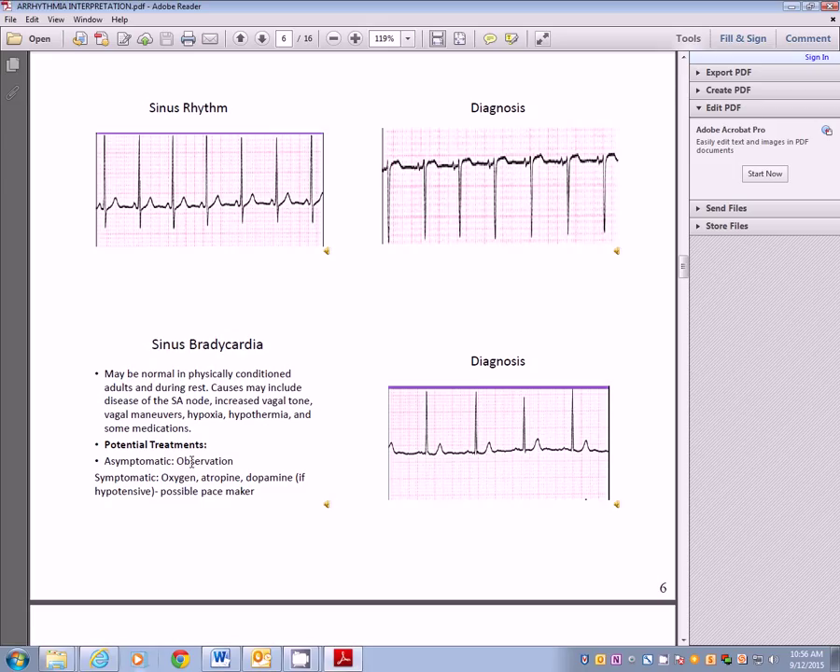Potential treatments, if they're asymptomatic, you're just going to observe them. If they become symptomatic, then oxygen, atropine, which increases the heart rate. If you don't know much about atropine, you need to look it up. And dopamine if they become hypotensive, which we've been over when we did ICU. If those things do not help, then they may end up with a possible pacemaker as well. So asymptomatic observation, symptomatic oxygen, atropine, dopamine if they become hypotensive, with possible pacemaker placement.